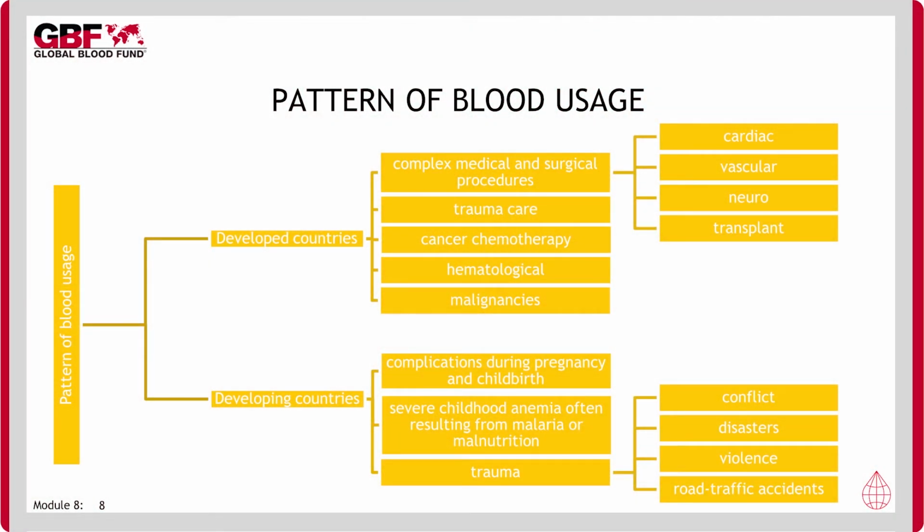As we have previously seen, the pattern of blood use differs between developed and developing countries. In resource-constrained settings, blood is usually needed for complications during pregnancy and childbirth, severe childhood anemia, and trauma. The trauma needs may emanate from conflicts, disaster, violence, and road traffic accidents. In contrast, in the developed countries, the blood usage pattern is driven by complex medical and surgical procedures such as cardiac, vascular, neuro, and transplant. To better understand the pattern of blood usage, blood establishment staff need to interact with relevant personnel within the health institutions served.